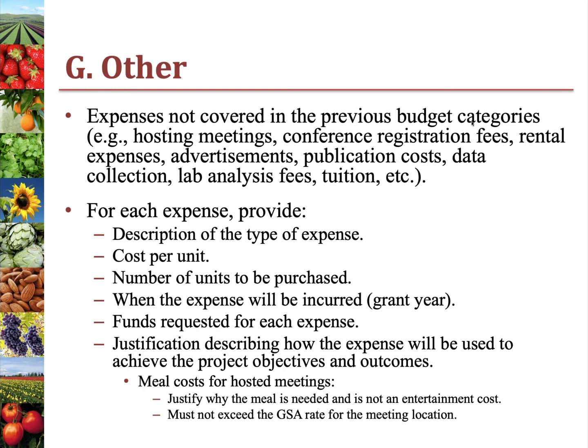For each expense listed in the table, provide a justification describing how it will be used to achieve the project objectives and outcomes. And as for all of the other budget categories, identify the objective numbers from the project objectives and work plan template. Note that if costs for meals or refreshments for meeting attendees are requested, an adequate justification to support the meal is necessary for the continuity of the meeting. Be sure to provide the estimated number of attendees and the cost per meal, which cannot exceed the GSA rate for the meeting location.